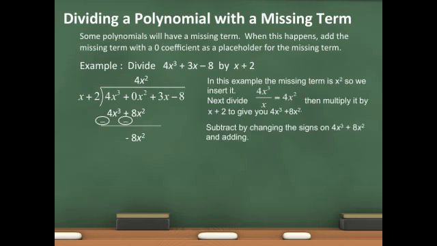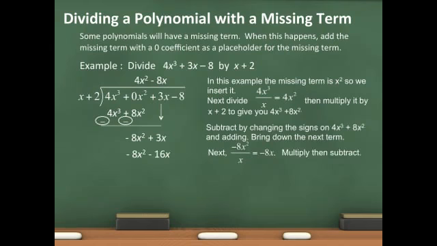Again, to subtract, we change the signs on the 2 terms we just wrote and add. This will give us negative 8x squared. Next, bring down the next term from the inside polynomial. We now repeat what we did earlier. Take negative 8x squared and divide it by x to give us negative 8x. Write this answer above the division bar and multiply it back to x plus 2. Doing so will give you negative 8x squared minus 16x.